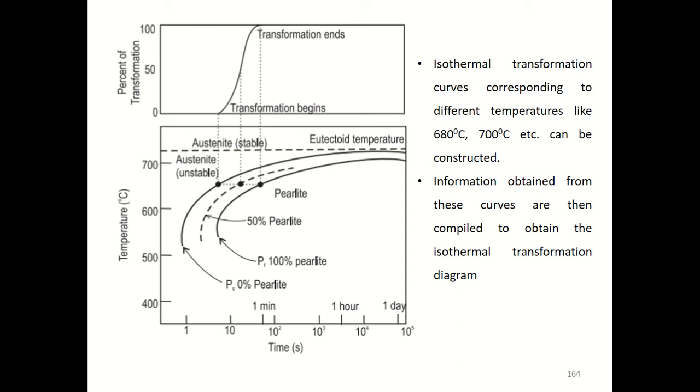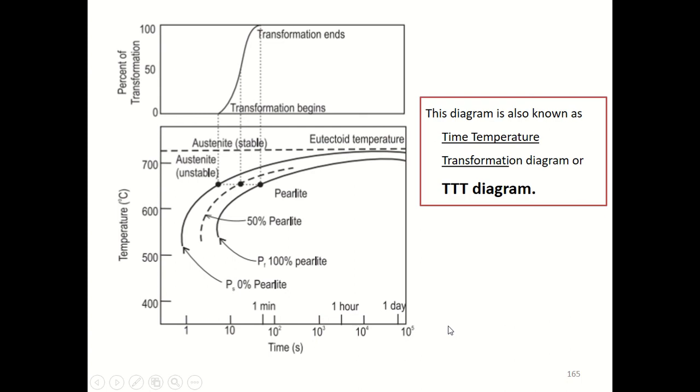The information obtained from the curves is then compiled; that means the information obtained from the isothermal transformation curve at 650, the isothermal transformation curve at 680, the isothermal transformation curve at 700, etc. are compiled to obtain the isothermal transformation diagram, I mean the diagram shown in this image. Now this diagram is called the time temperature transformation diagram, or TTT diagram. So this curve is called a time temperature transformation diagram, or TTT diagram.